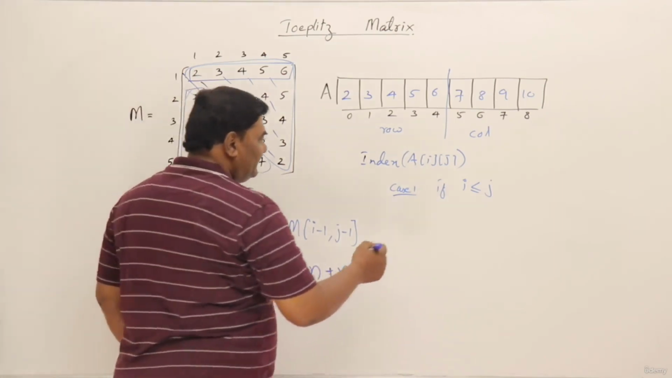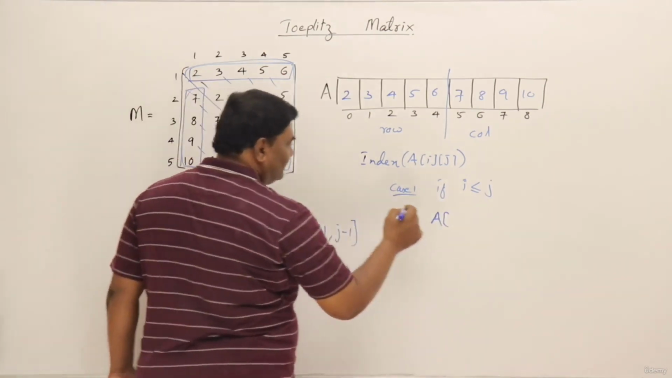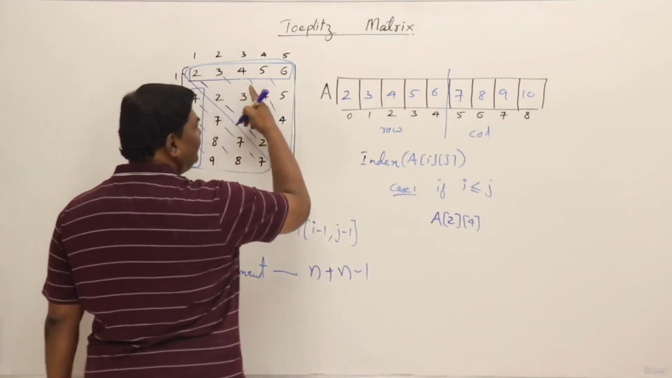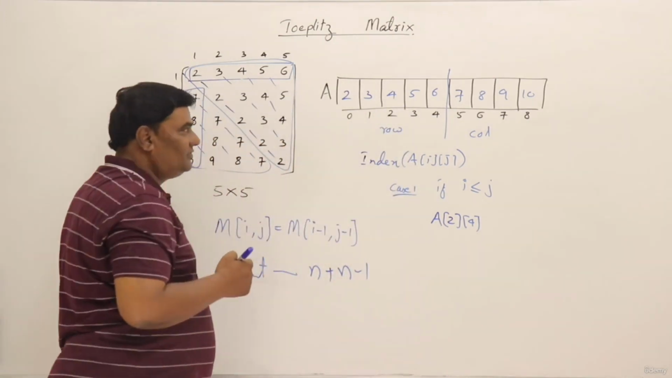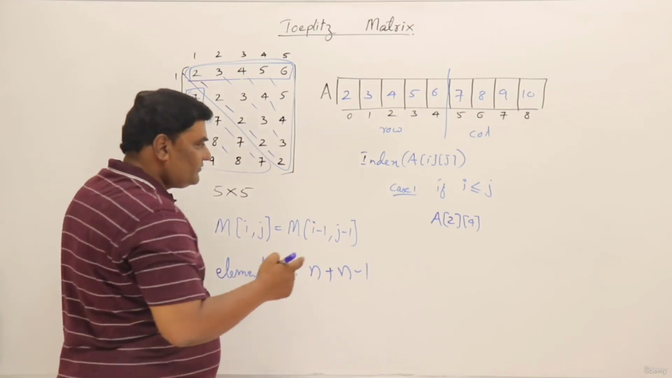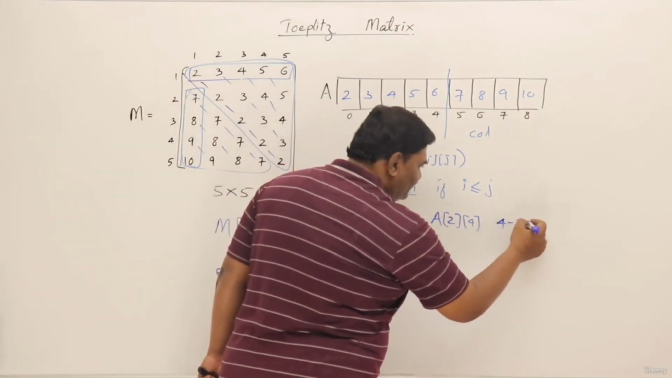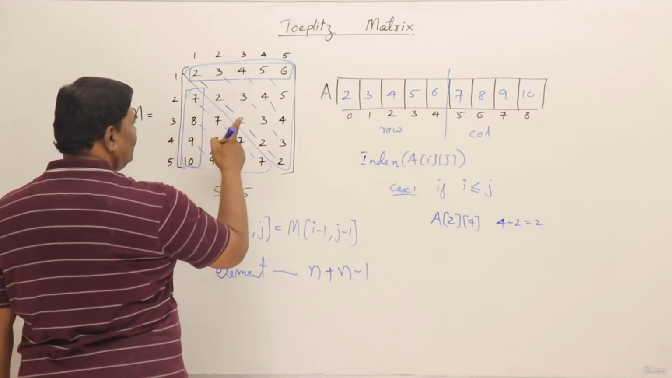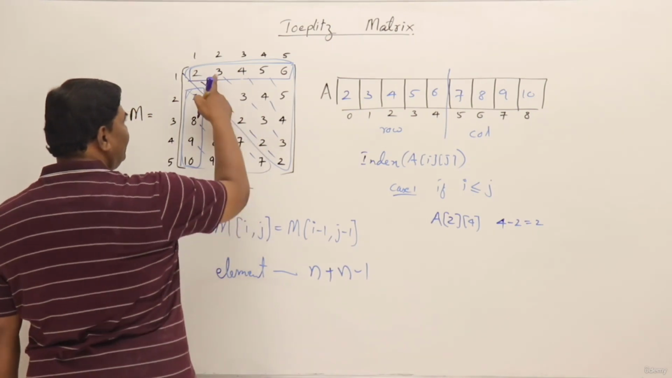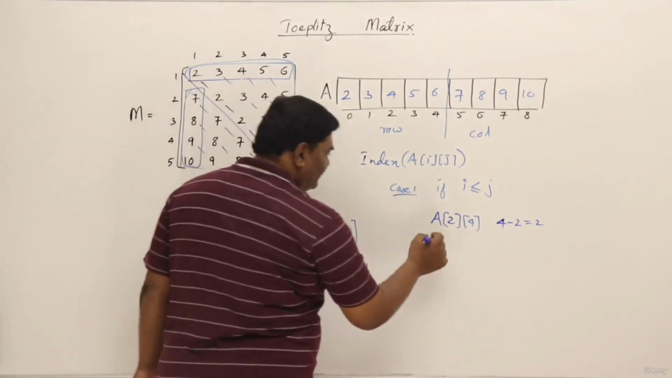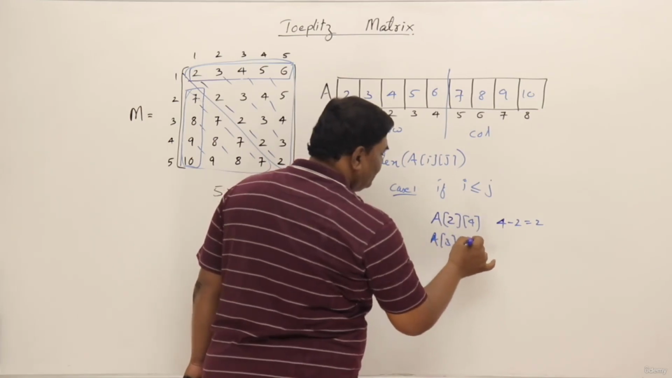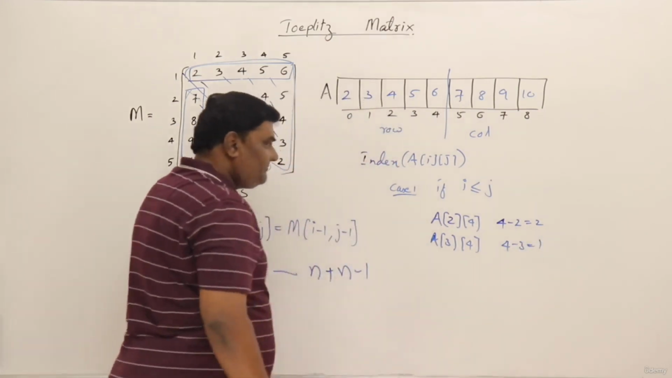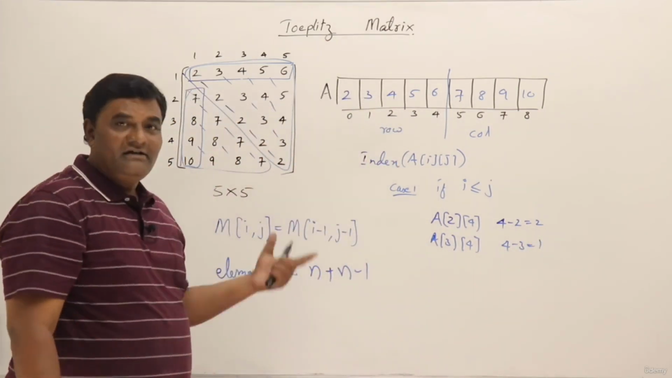So I'll take some examples and show you. Suppose I want an element at a of 2, 4. That 4 is present here at index 2. So how can I get the index? Let us subtract 4 minus 2, that is 2. Then what about the element at 3, 4? The element 3 is at index 1. So let us do 4 minus 3, it is 1. So it means if I subtract j minus i, I am getting the index.